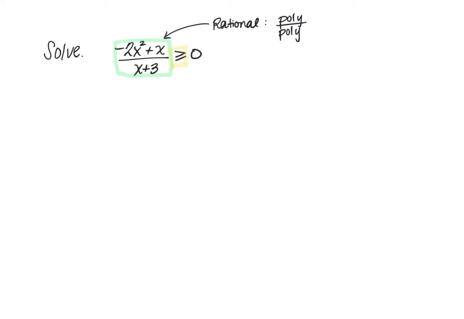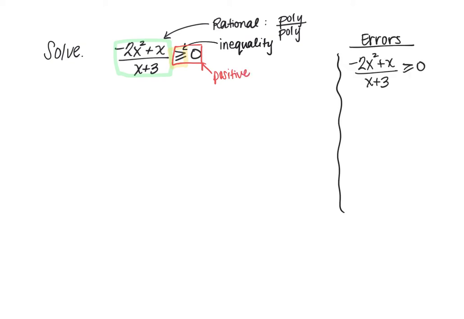Second off, we have greater than or equal to here, which means that this is an inequality. So we are not solving an equation. This is not equal to 0, but rather we're trying to find the values of x that when we substitute them into the rational expression on the left side, they're going to produce outputs that are positive. When we say we want values greater than 0, then we want to essentially end up with positive values in the end. So first, let's talk about some common errors.